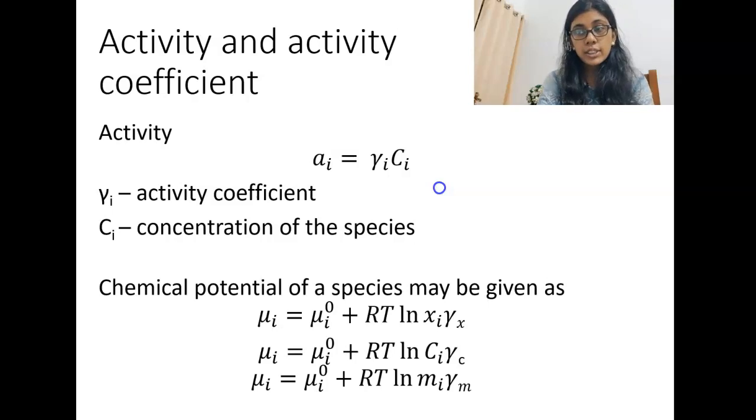The chemical potential of a species may be given as mu_i equals mu_i^0 plus RT ln x_i gamma_x, that is, activity coefficient times mole fraction. Or in terms of concentration you can express mu_i equals mu_i^0 plus RT ln C_i gamma_C, or in terms of molarity also. So a much more useful term is the activity. Activity is the effective concentration of that particular ion in the solution. It may be different for an ion. If gamma is 1, then activity will be equal to the concentration itself.